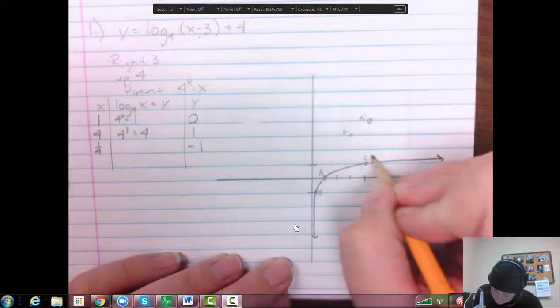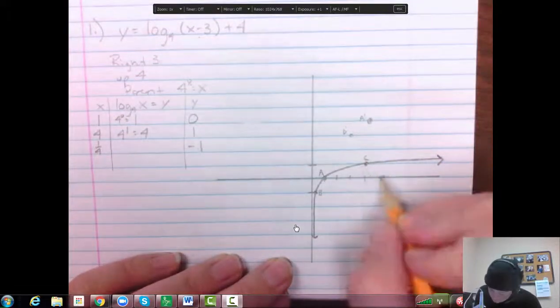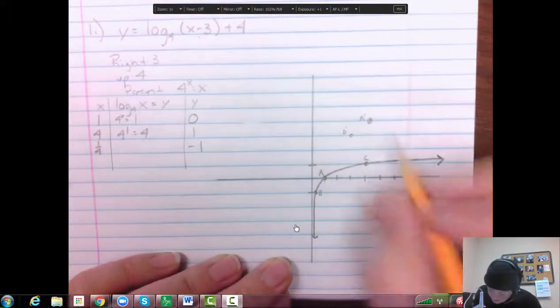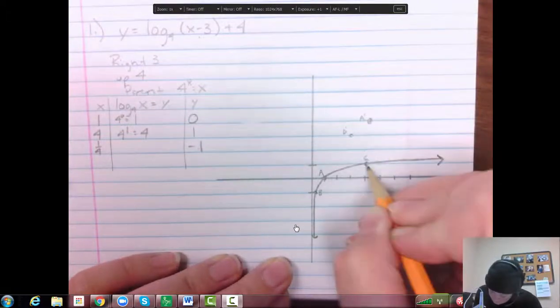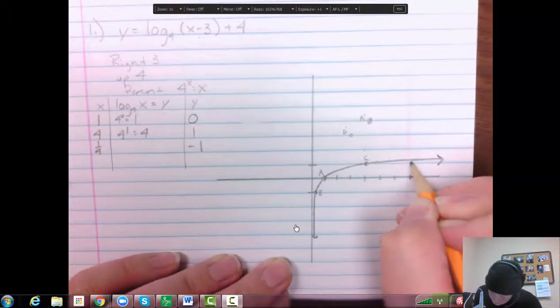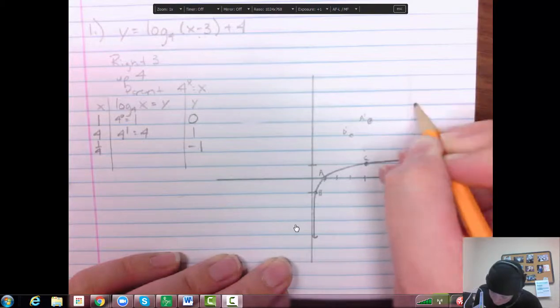And let's call this one C. And then this one, we'd move it over 1, 2, 3, and up 1, so over 3, and then up 1, 2, 3, 4. And here's your new graph.